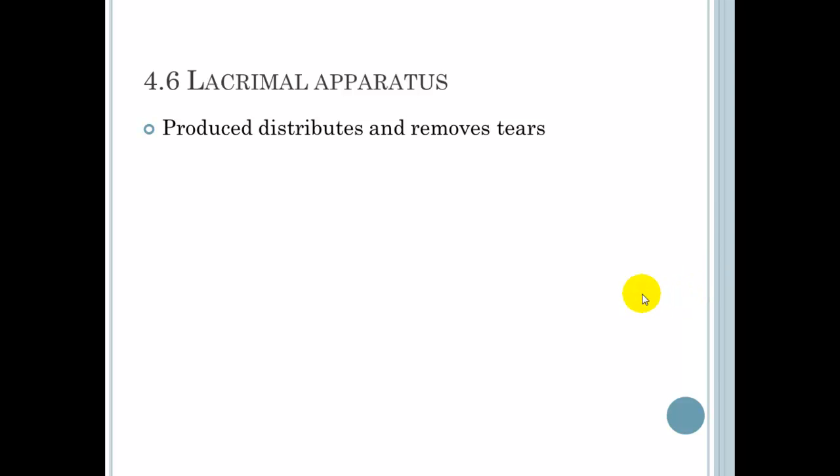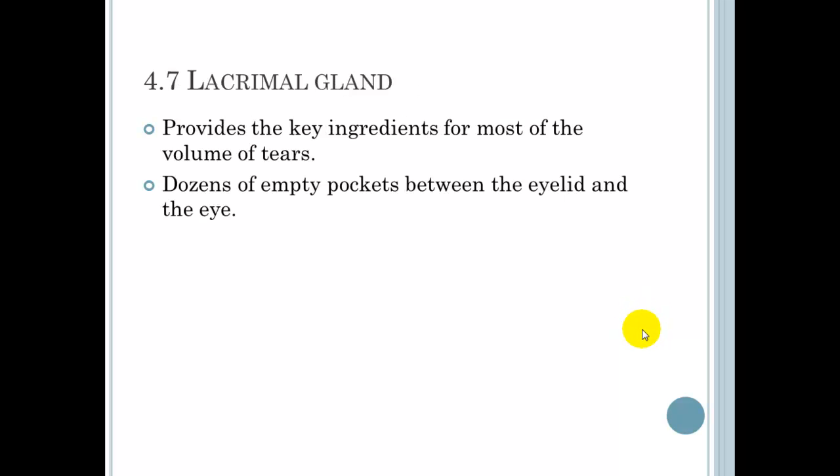4.6 is the lacrimal apparatus that produces and distributes and removes tears. 4.7, lacrimal gland, provides key ingredients for most of the volume of tears. Dozens of empty pockets between the eyelid and the eye.